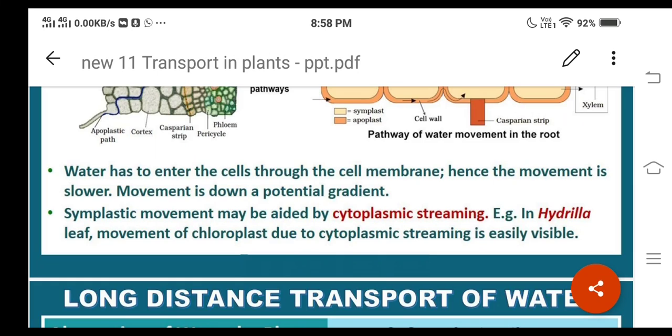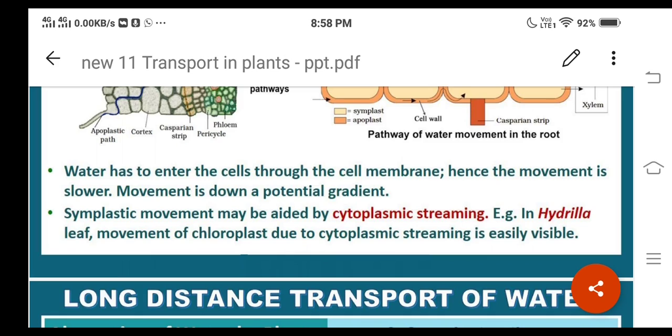That is, from higher water potential or higher chemical potential to the lower chemical potential or water potential, right? And one more thing is the symplastic movement may be aided by cytoplasmic streaming. What is the meaning of cytoplasmic streaming here? It is nothing but the movement of the cytoplasm within the cell.